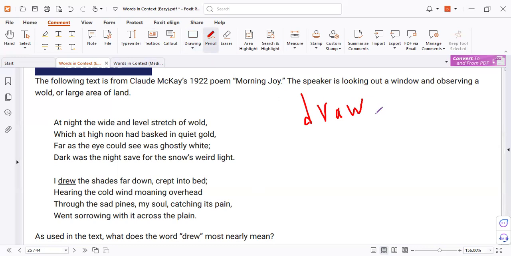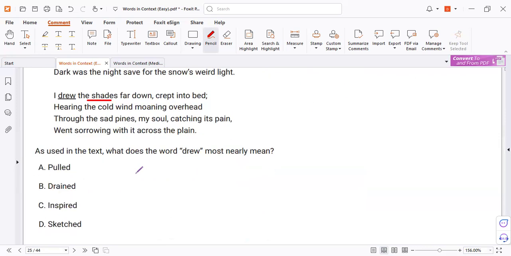And draw sometimes means attractive, like draw the attention of the audience. Draw sometimes means to criticize, like draw a criticism. Draw sometimes means to pull, like to pull the shades of the window far down, crept into bed. That means he closed the shades. So he pulled. Do we have pull? Look, we have pull here.